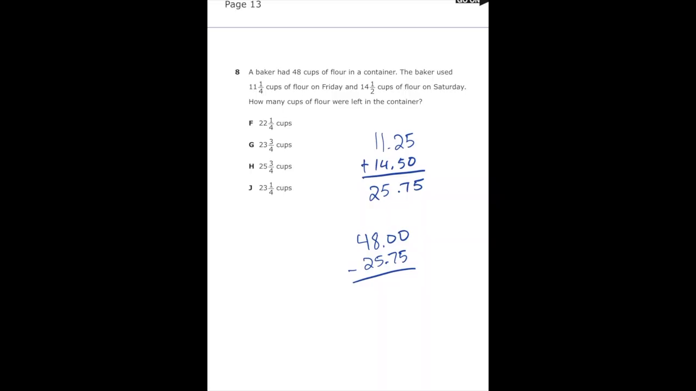So 0 minus 5, we're going to have to borrow 1 from the 8, so that's going to be 7. I'm going to change this to 10, and we need to borrow 1 from it, so it's going to change to a 9, and now I have 10. So 10 minus 5 is 5, 9 minus 7 is 2, 7 minus 5 is 2, and 4 minus 2 is also 2. So we should end up having 22.25 cups that were left, or that's the same thing as 22 1/4. And if we look at our answer choices, we should get letter F.